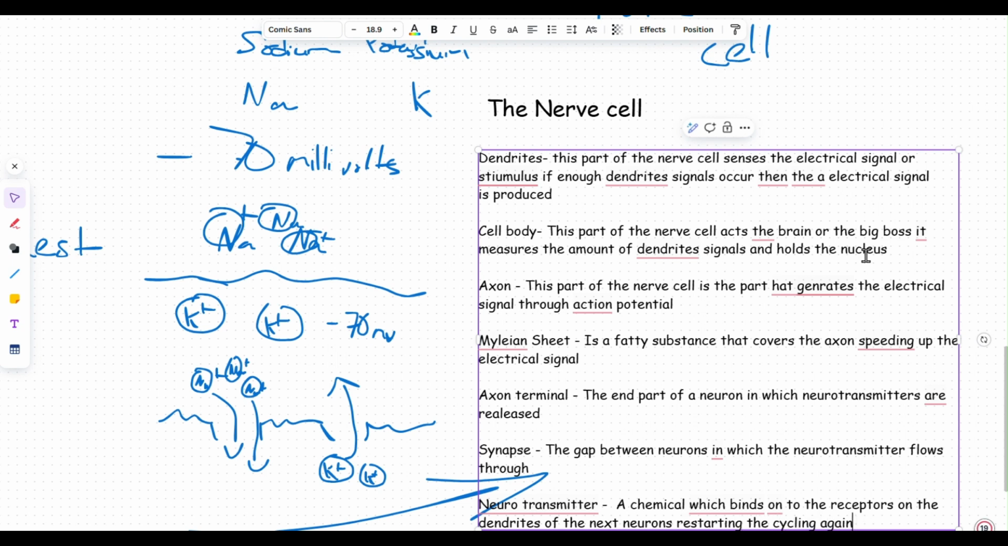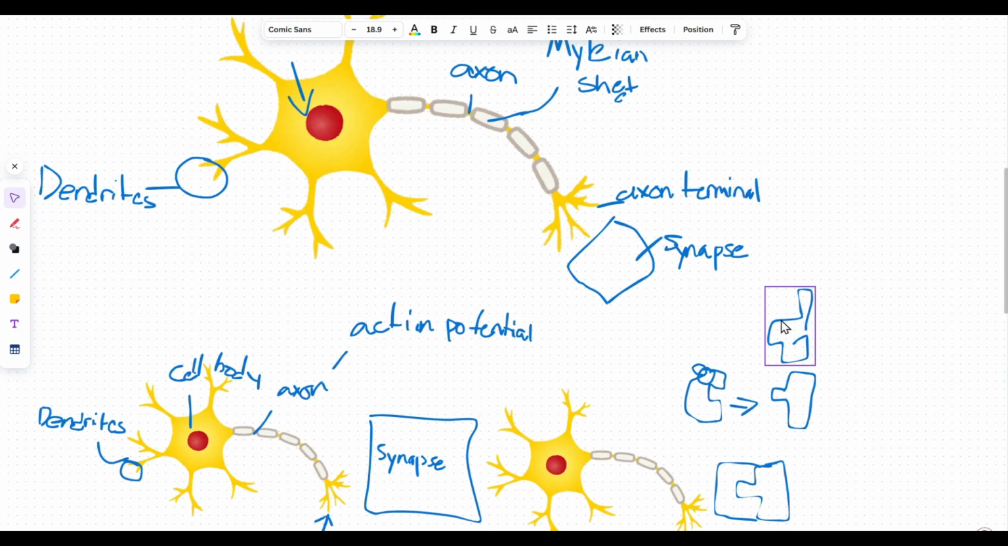Basically, in short, all you've got to do is remember it goes from dendrites to cell body to axon to the axon terminal to synapse and then to the dendrites again. That's the main part. So take a screenshot if you want. And this is everything about neurons.